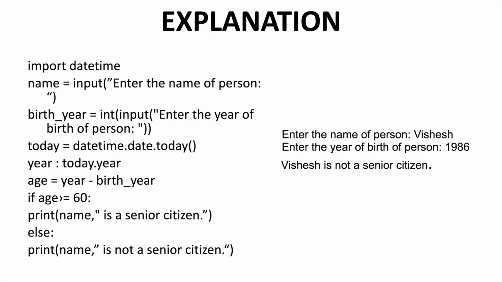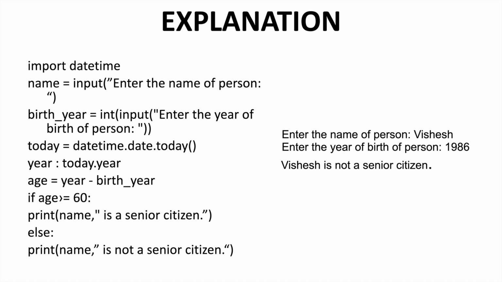So when a user enters his name, it will be stored in the variable name. After that, I'm asking the user to enter his birth year. For example, according to this output, the name of the person is Vishesh. It is asking me to enter the name. I will enter the name as Vishesh, and it will ask me to enter the date of birth. I will take it as 1986, my date of birth.